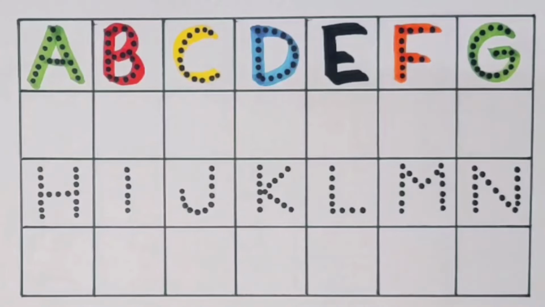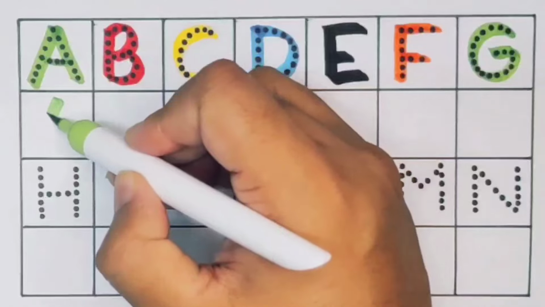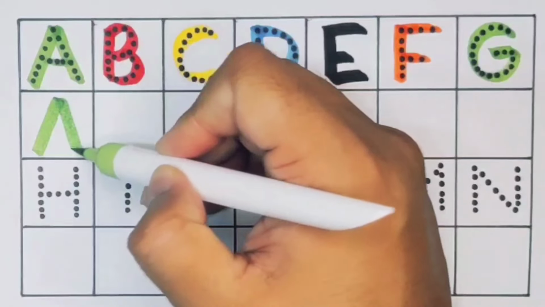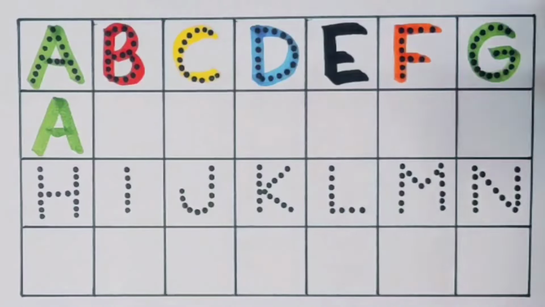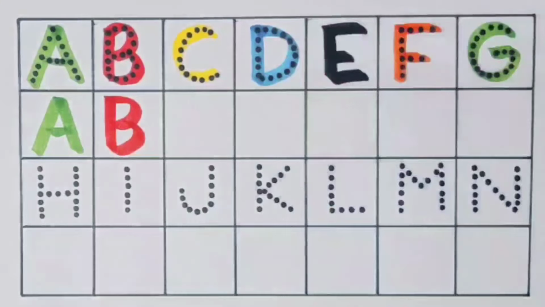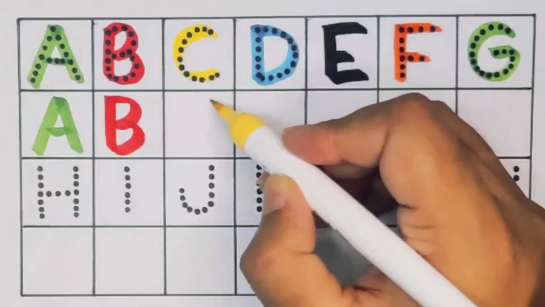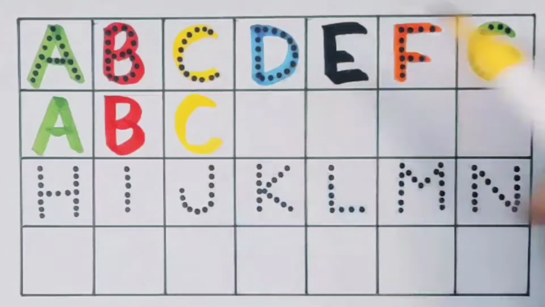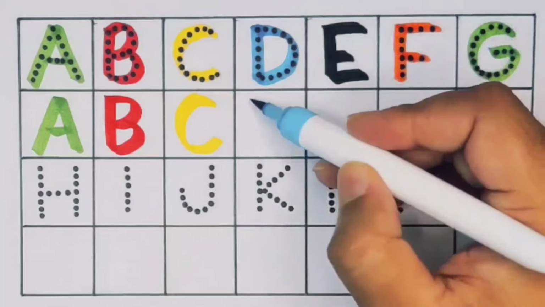Repeat again. A for aeroplane. Next kids, B for bicycle. Next kids, C for clock. Next D for doll.